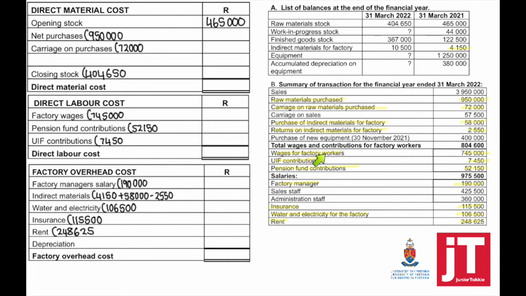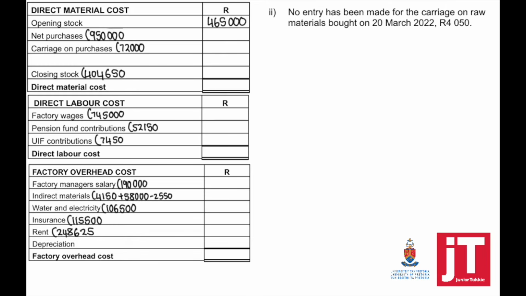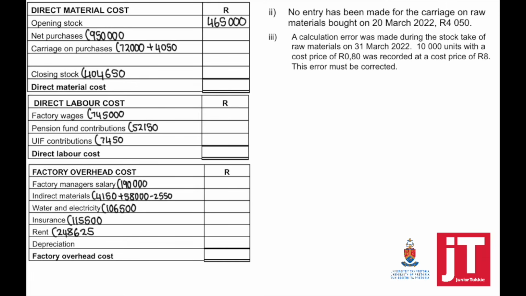The purchase of new equipment is an asset. What is an expense to the business is a depreciation, which we're going to calculate later on. If we look now at this adjustment, no entry has been made for the carriage on raw materials bought on 20 March 2022, 4,050. This simply means we are going to add it to the carriage on purchases.